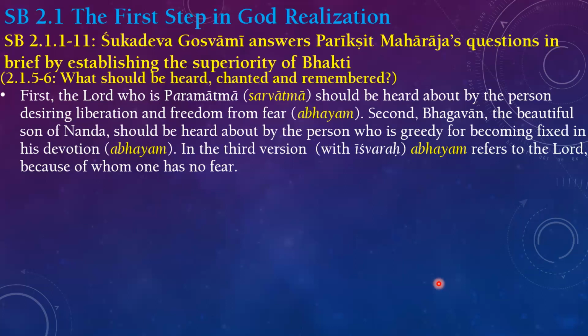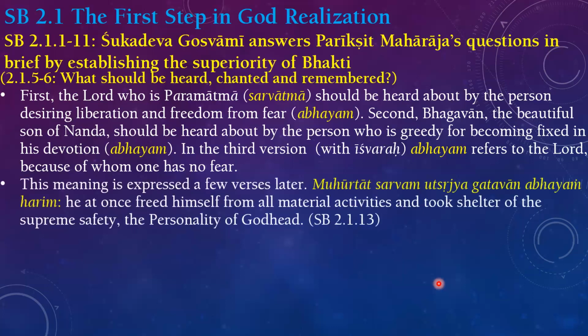So for Bhagavan one should have greed. Laulyam ekala mulyam koti janma sukrutena labhyate. So to get that laulya, that greediness, one should perform bhakti for koti janmas. In the third version, with Ishvara, Abhayam refers to the Lord because of whom one has no fear. So one will get Abhayam, that is, one will get entry into Vaikuntha by performing vaidhi sadhana.